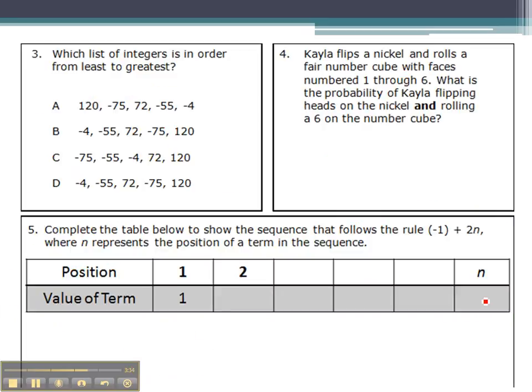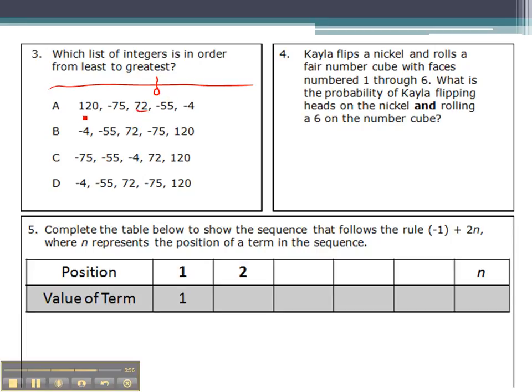Okay, number 3. Which list of integers is in order from least to greatest? So looking at the lists, they all have the same 5 integers. We have 120, negative 75, 72, negative 55, and negative 4. You need to think about a number line. Think about 0 and where these would go with respect to 0.